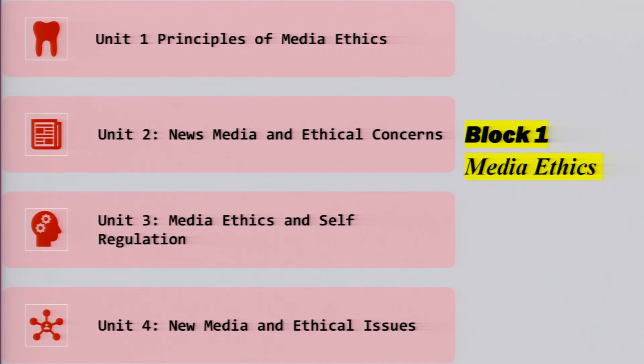We hope that after studying this block, you will develop a proper understanding of the term ethics, and you will be able to appreciate how important it is to adhere to the ethics and why it is crucial for media professionals as well as media organizations in the present context. After these 4 units, we will move to another block, which is Block 2. Block 2 deals specifically with media laws.